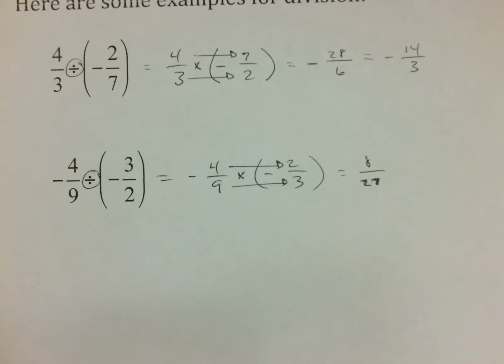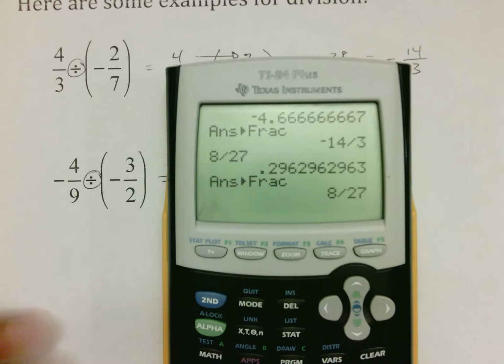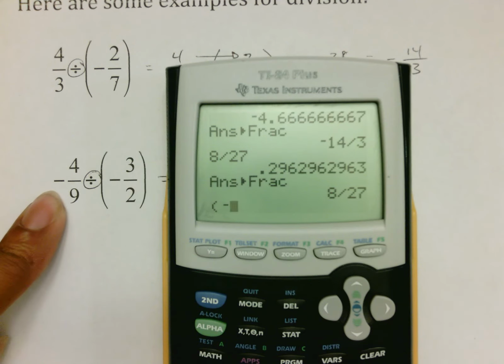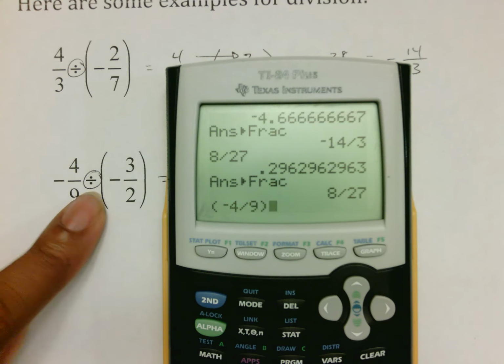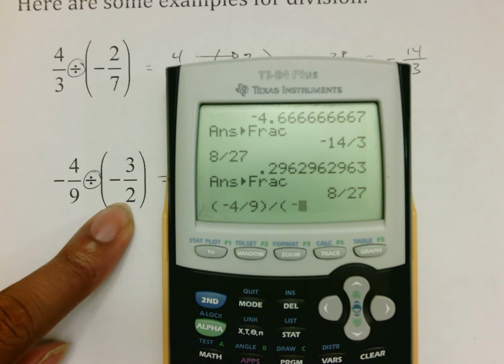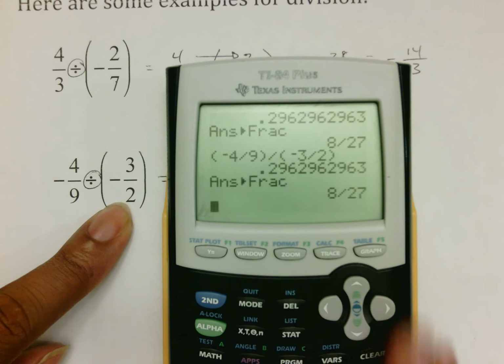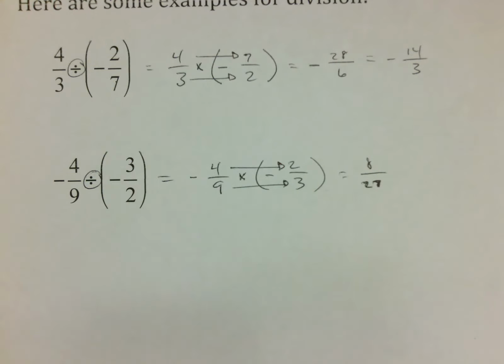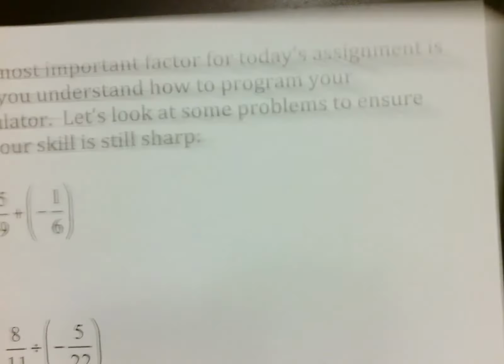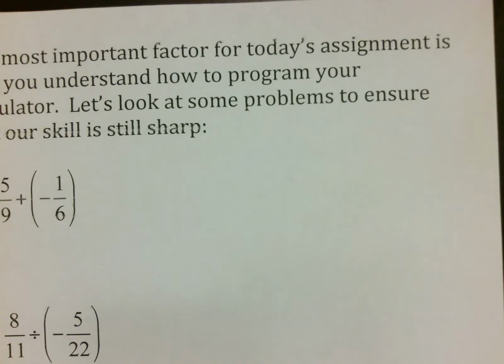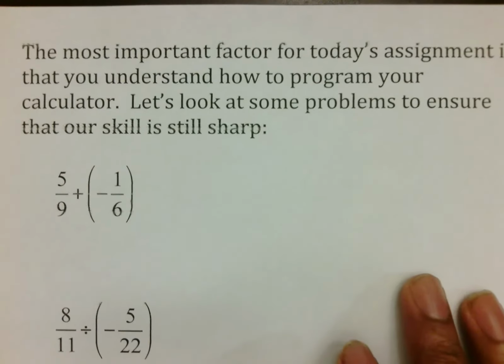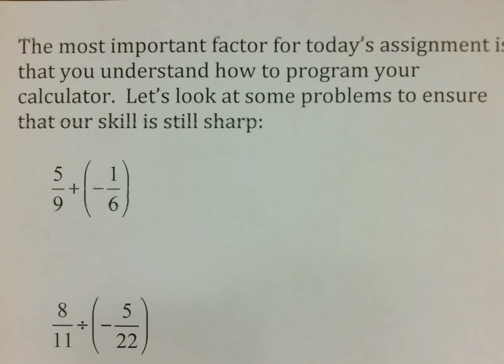But again, in terms of your calculator, I hope you're typing this in for yourself. Negative 4/9 gets typed in using your parentheses, divided by parentheses, negative 3 divided by 2, which when you do math, enter, you see is 8 over 27. All right, so the most important thing for today is just that you understand how to, what I say, program your calculator. So let's just look at a couple more examples and make sure that skill is still sharp.